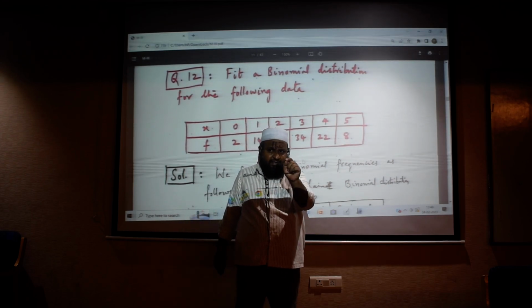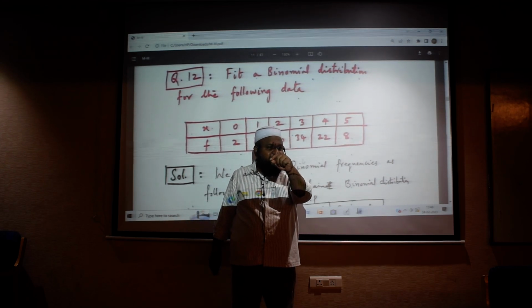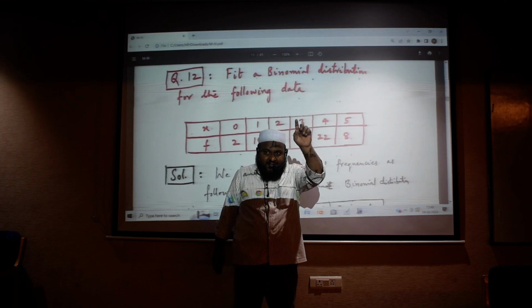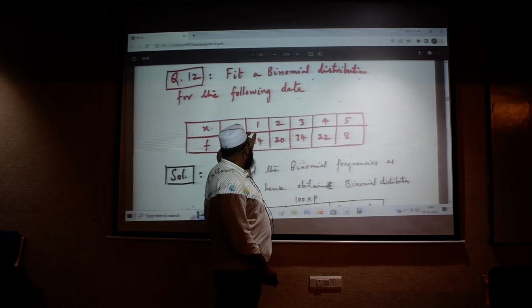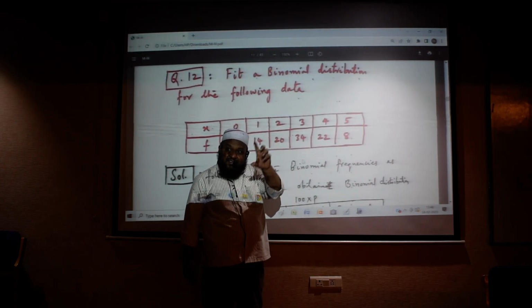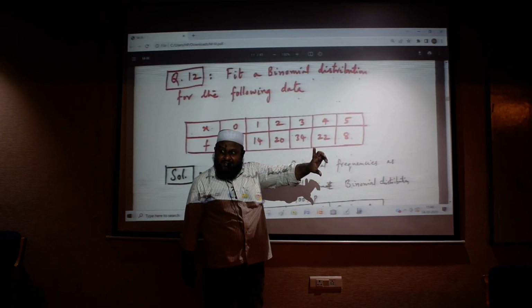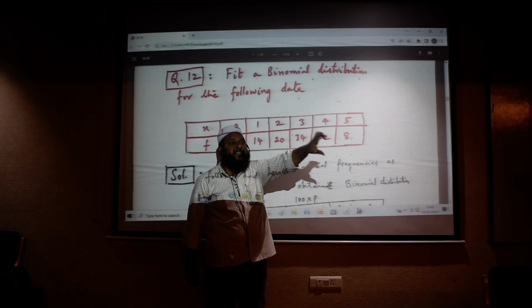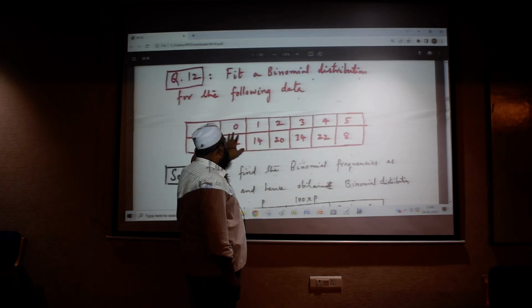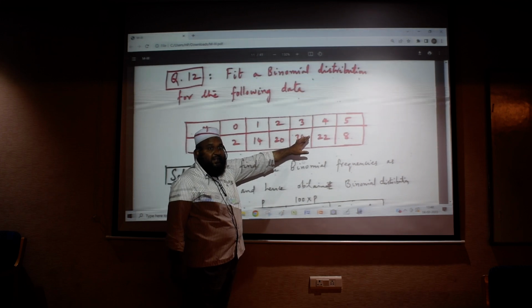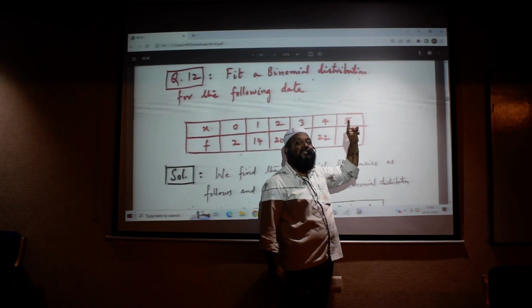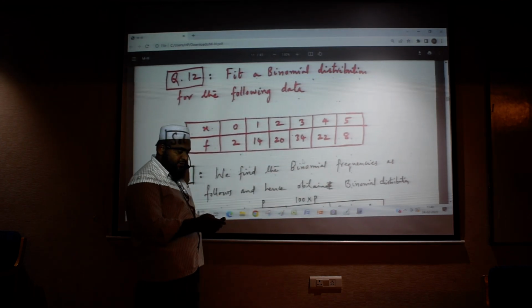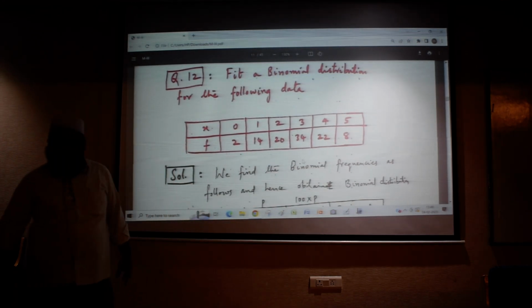I'll give you a hint. You have (x + y) whole power n, then nC0 will come. Yes, sir. That 0 is this 0. Then nC1, nC2, and so on up to nC5, that is 5C5. So these numbers have these many values, but where is the end? That 5 will be the n value. That 5 is the n value.